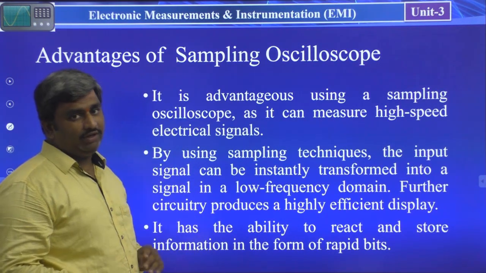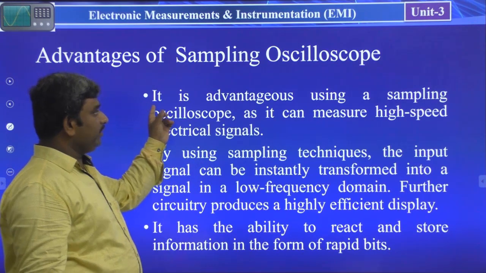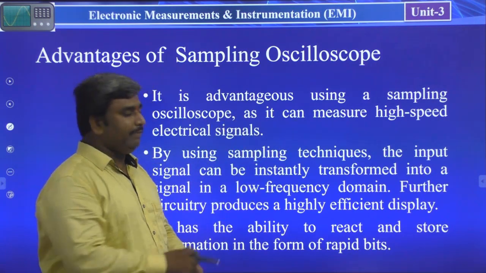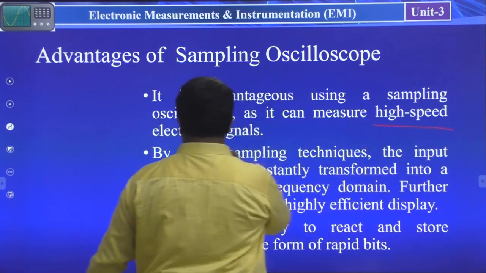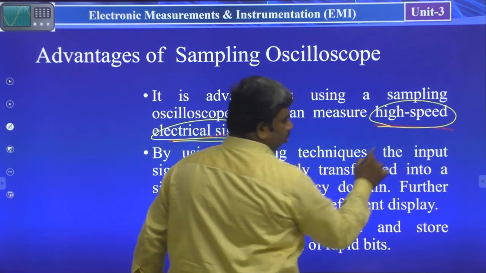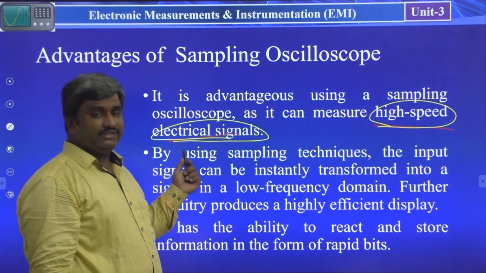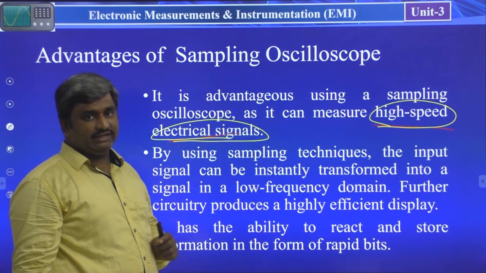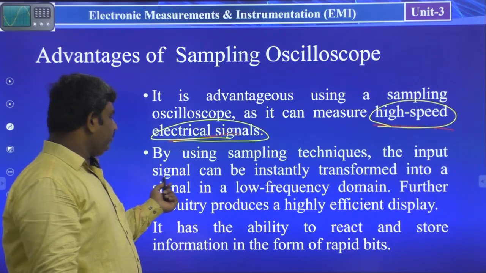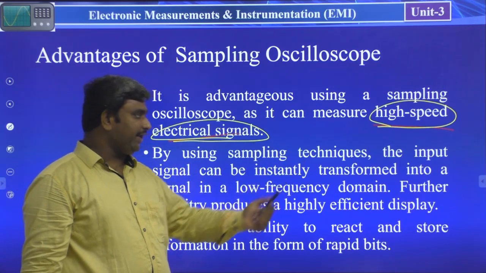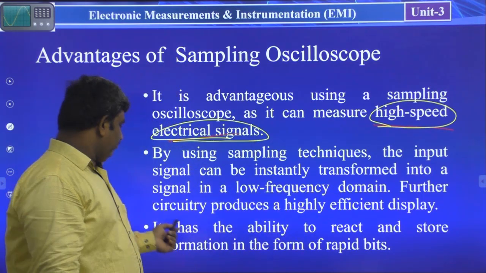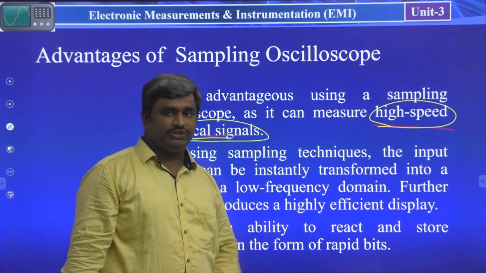Next, coming to the final one, the advantages of the sampling oscilloscope. It is advantageous to use a sampling oscilloscope. It can measure high-speed electrical signals. This is the major purpose. By using the sampling technique, the input signal can be instantly transformed into a signal in a low frequency domain. Further, the circuitry produces a highly efficient display.